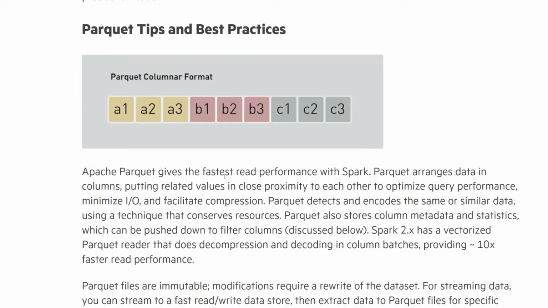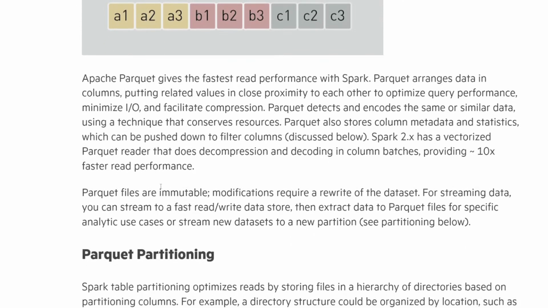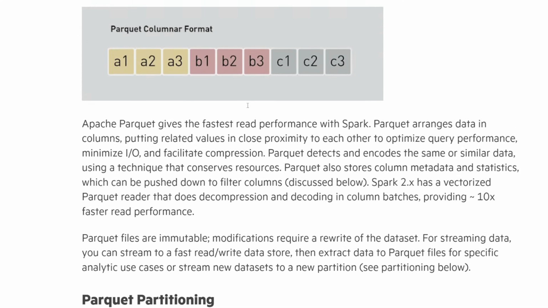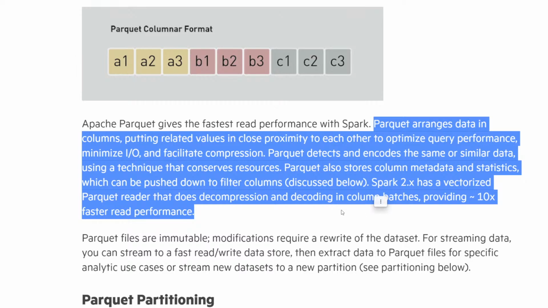Okay, you're using Parquet. What are the best tips and tricks that you need to use? Parquet is a columnar format. It gives the fastest read performance with Spark. So Parquet with Spark is a really good idea, especially when you're writing out as a sink and then using that to do multiple read operations.